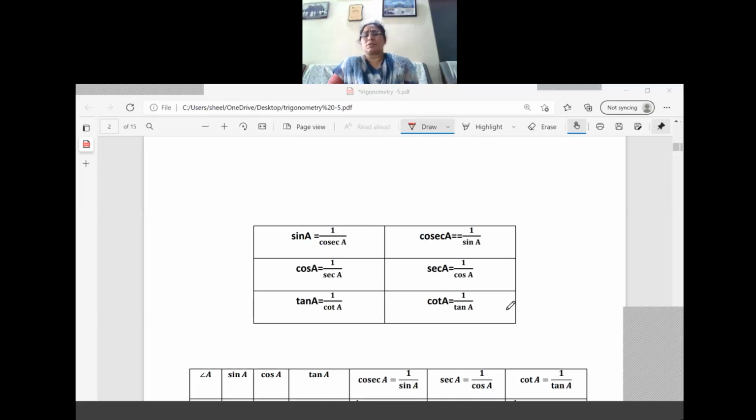Next, we learned about reciprocal functions. Sin A equals 1 by cosec A, cos A equals 1 by sec A, then tan A equals 1 by cot A. Similarly, cosec A can be written as 1 by sin A, sec A as 1 by cos A, and cot A as 1 by tan A.